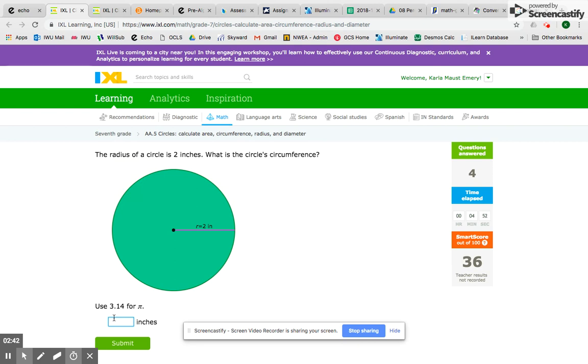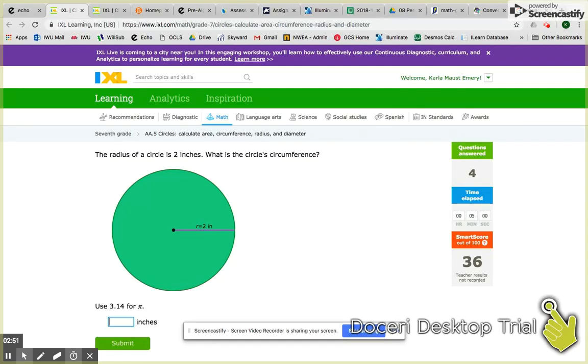Okay, so this one's actually pretty straightforward. This is the kind that we did in class. Here it says the radius of a circle is 2 inches. What is the circle's circumference? So we're going to write our formula down. In this case, we have two different formulas. We either have C is equal to 2 pi r, or C is equal to pi times the diameter. In this case, we are given the radius r, so we're going to use this formula. We're not going to use the diameter.